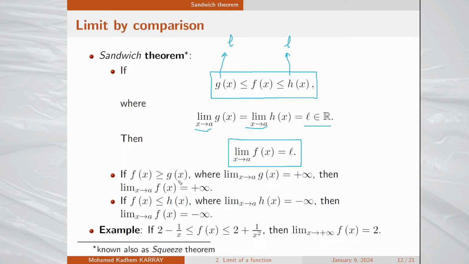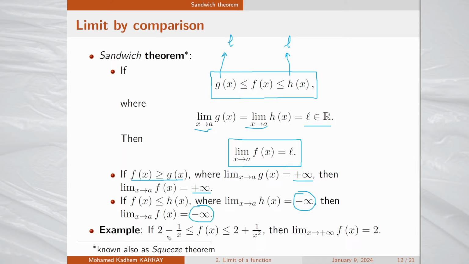The second statement of this theorem says that if f is larger than some function g, where the limit of g is plus infinity, then the limit of f also equals plus infinity. The last statement says that if f is smaller than some function h, which has limit minus infinity, then the limit of f is also minus infinity.